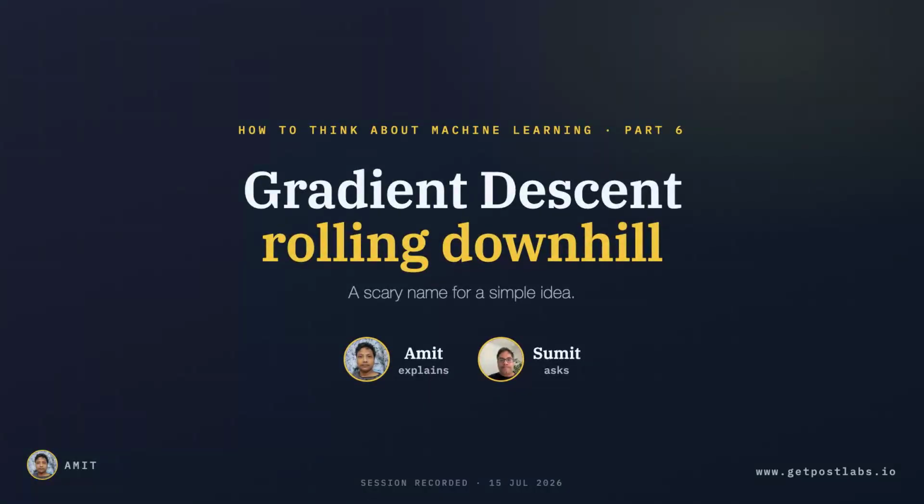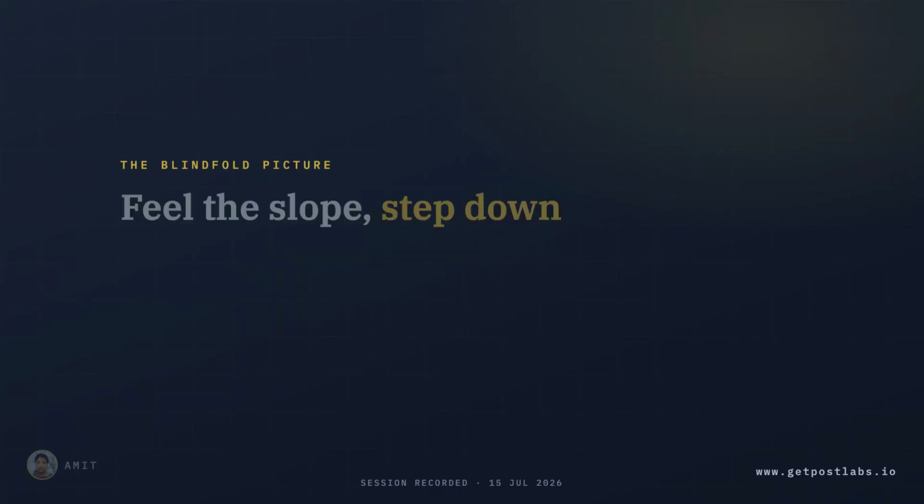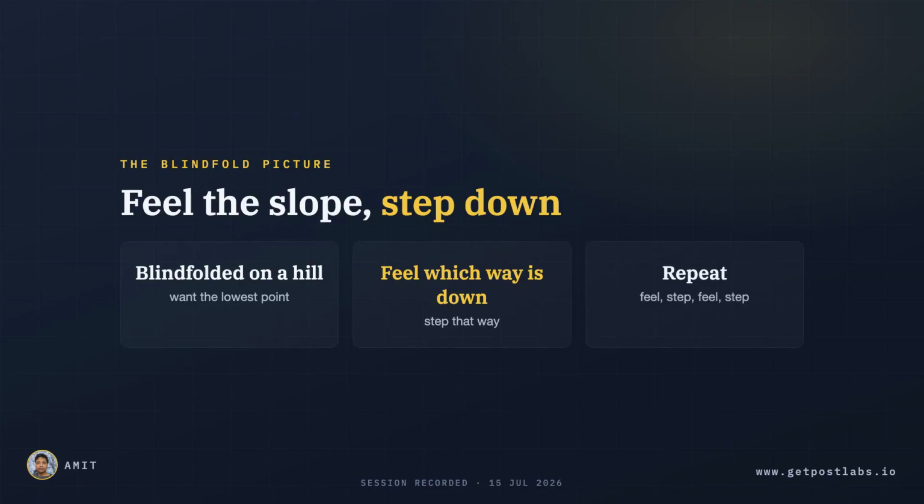Last time we drew the cost as a valley and said we want the very bottom, the dials with the least error. Gradient descent is simply how we walk down to that bottom, and the scary name hides a very simple idea. Picture yourself standing on a hillside, blindfolded, and you want to reach the lowest point. What do you do? You feel which way the ground slopes down under your feet, and you take a step that way.